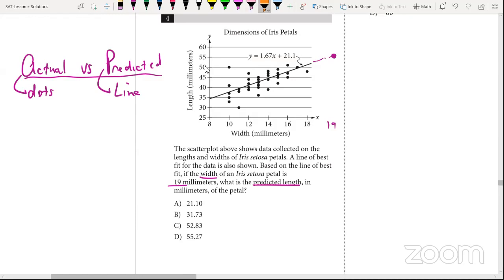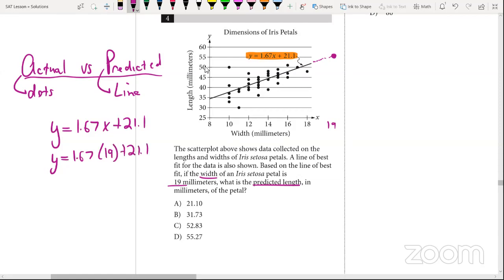But we can know for sure because we were given the equation. So in other words, what's the height going to be when x is 19? What's the y value going to be when x is 19? So we'll take the original function and we'll put in x equals 19. And we'll go ahead and solve that. 1.67 times 19 plus 21.1. And that gives us 52.83. So the answer to number 4 is going to be C.